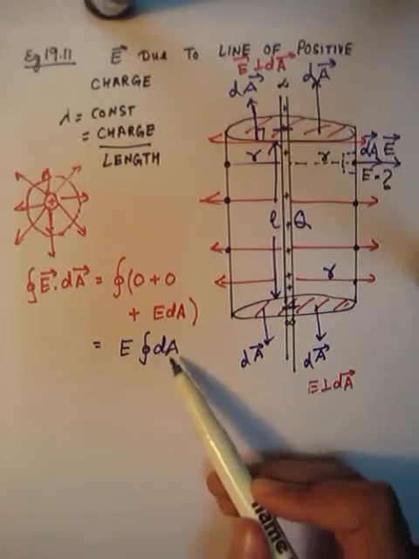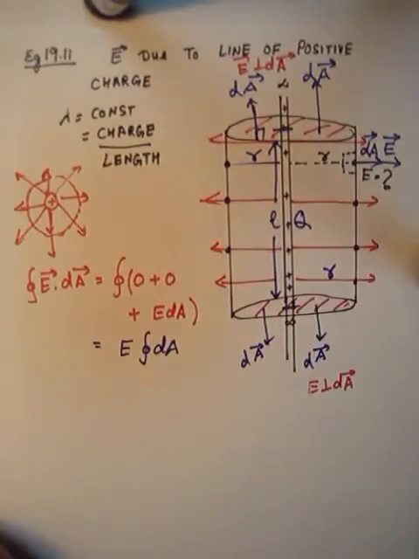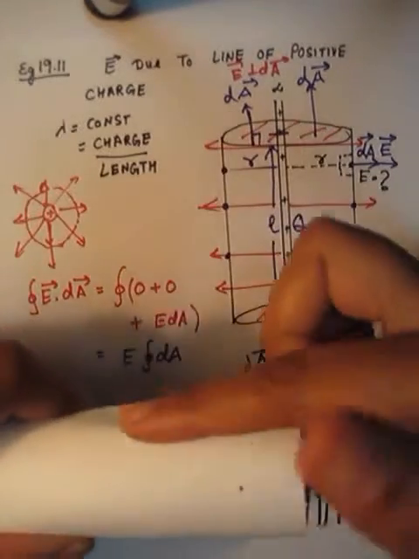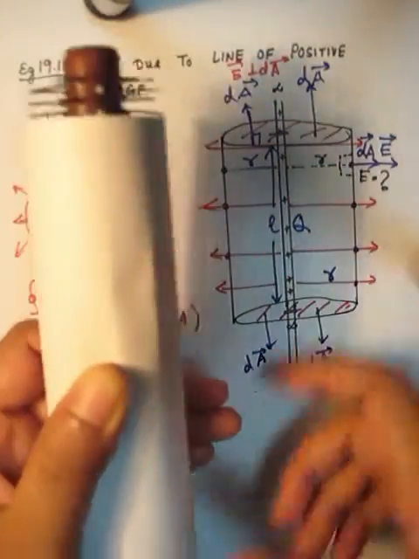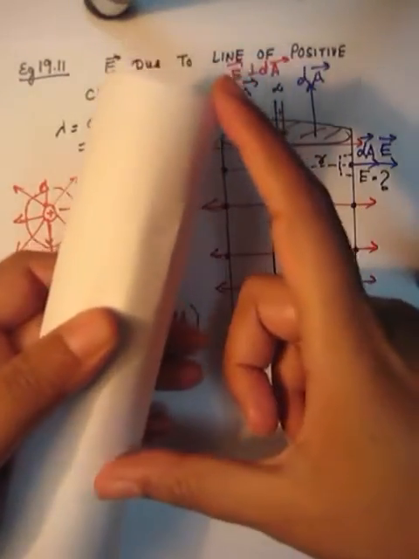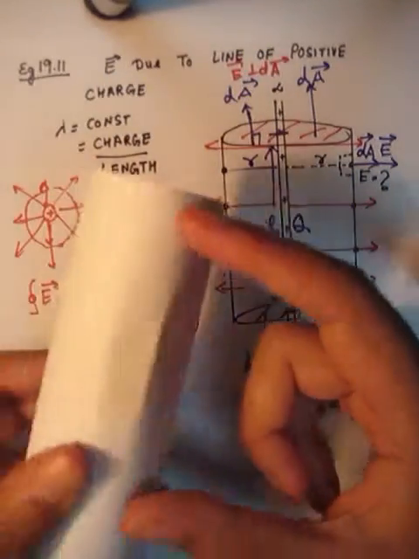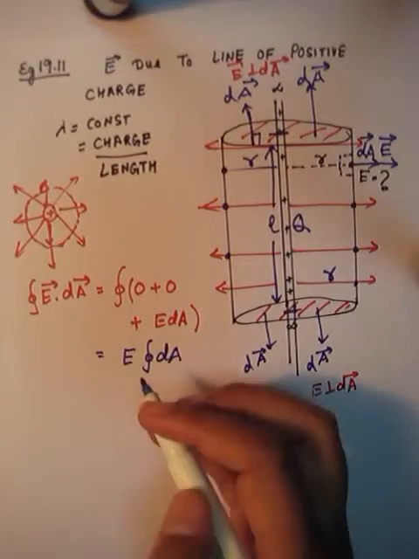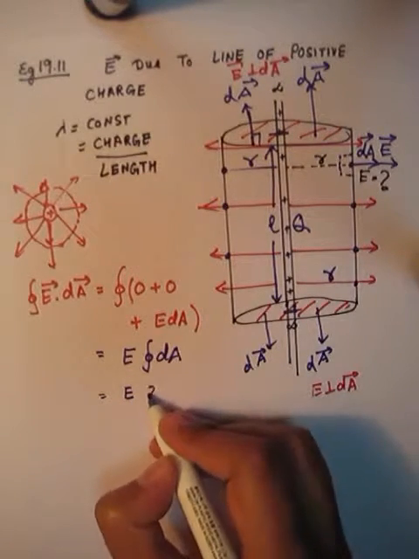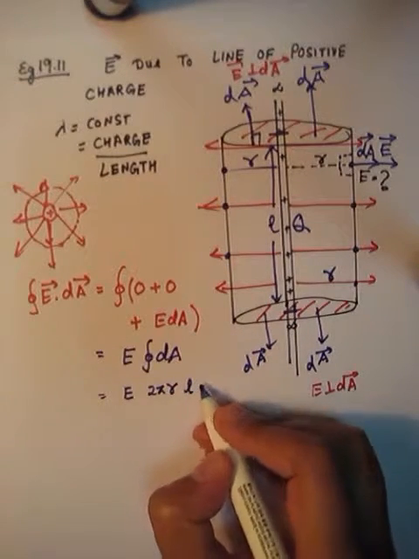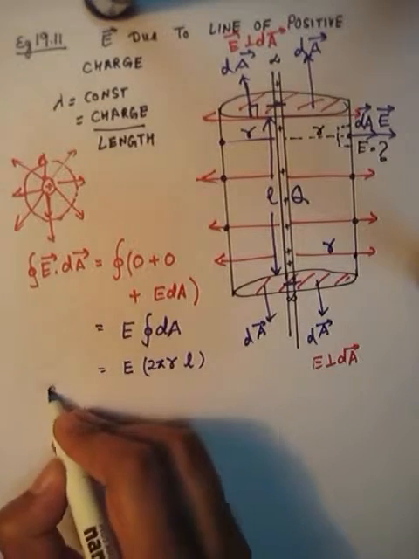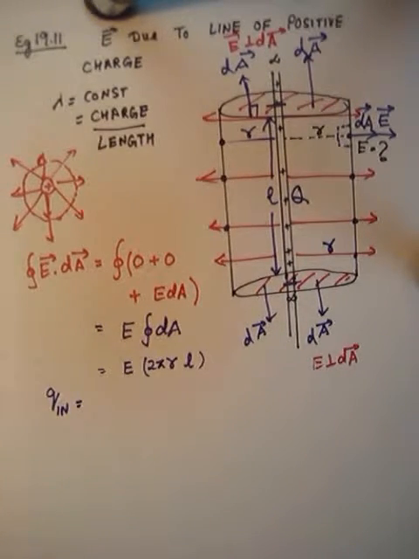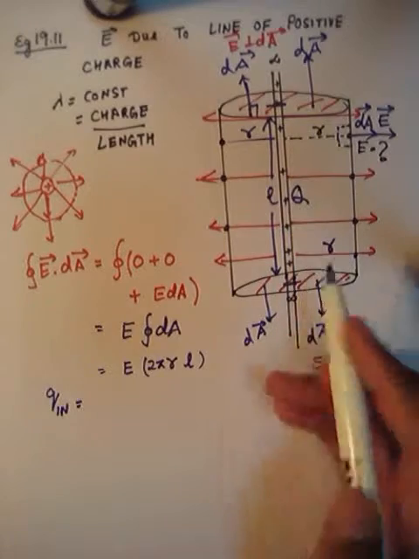Now the total area of the surface will be this curved area. We just have to take into account this area. It will be the circumference and the length of the Gaussian surface. So this total area will be the circumference times the length of the cylinder. This is the first part of Gauss's law, and now the charge inside the Gaussian surface is capital Q.